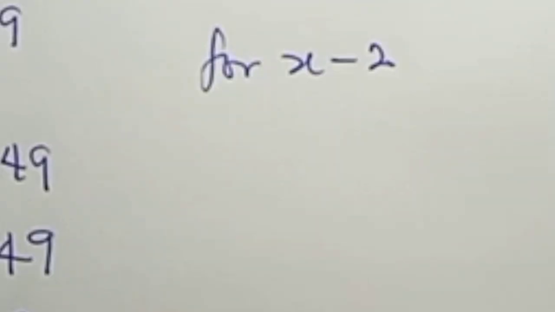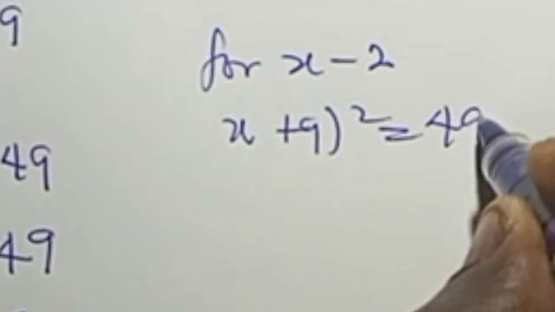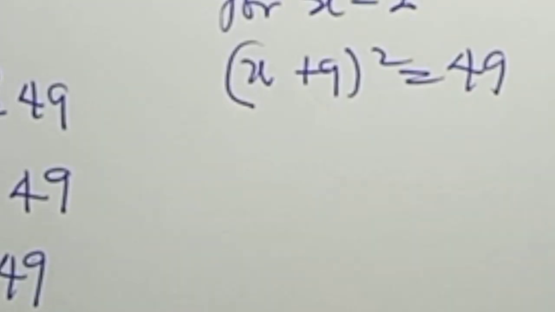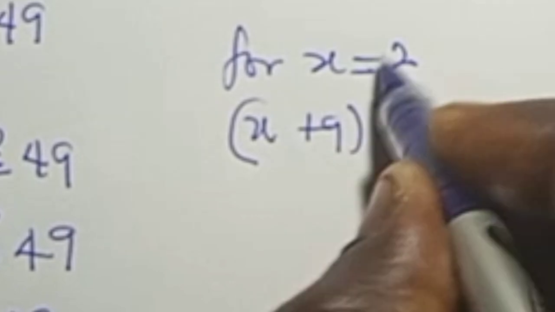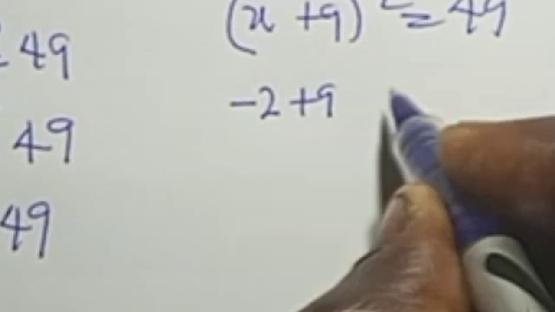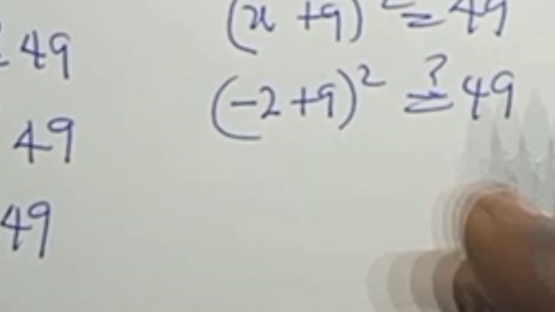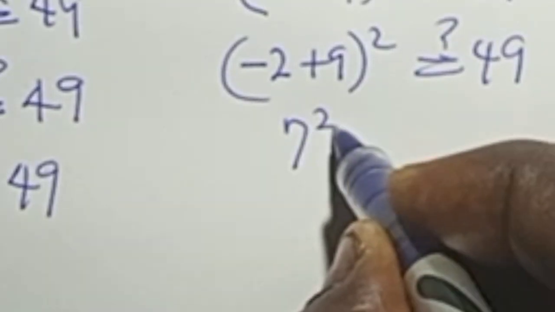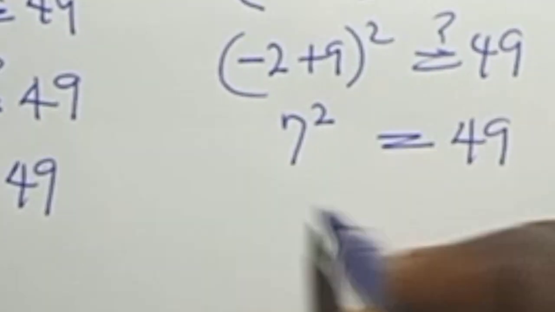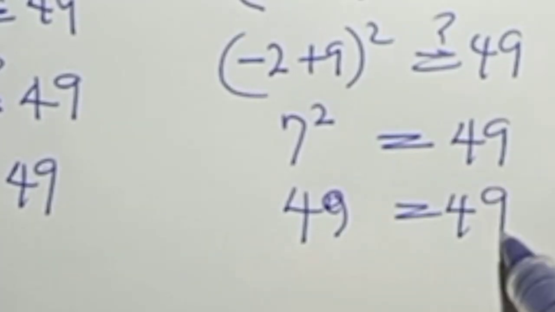So let's check also if for s equals minus 2, we satisfy the equation. So here, s plus 9 to the power of 2 is equal to 49. So in the place of s, we are going to write minus 2. So s, minus 2 plus 9 to the power of 2, can this be equal to 49? Minus 2 plus 9, that is 7 to the power of 2, is definitely equal to 49, because 7 to the power of 2 is 49, and we are fine.